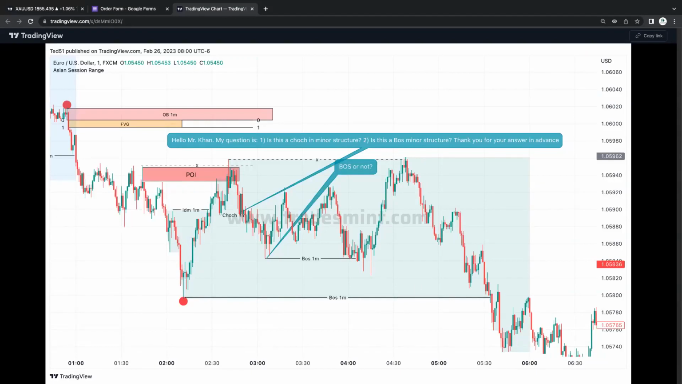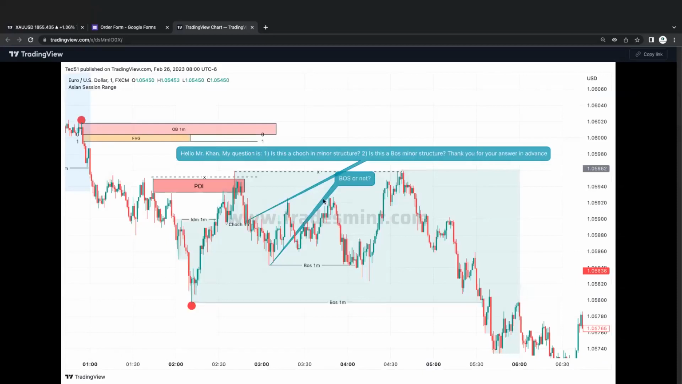So in this case, what is happening here? Look at this one. First of all, you have to mark the structure. As we annotate, this is a lower high and lower low. Taking out the inducement and tapping on your unmitigated POI is here. You can sell here on the CHoCH.